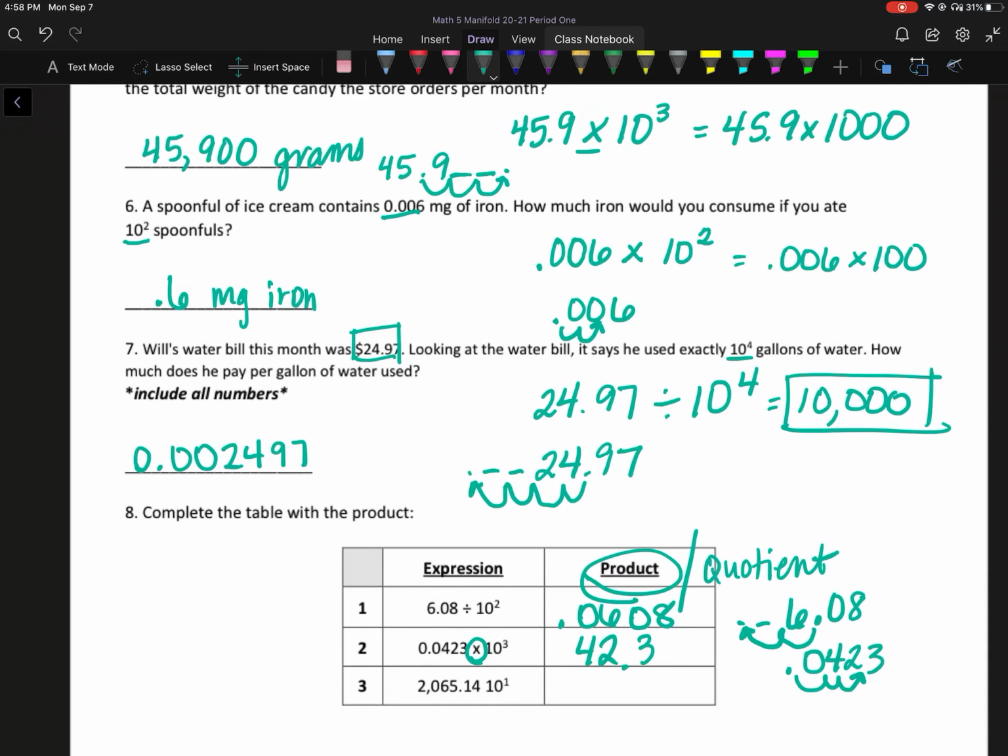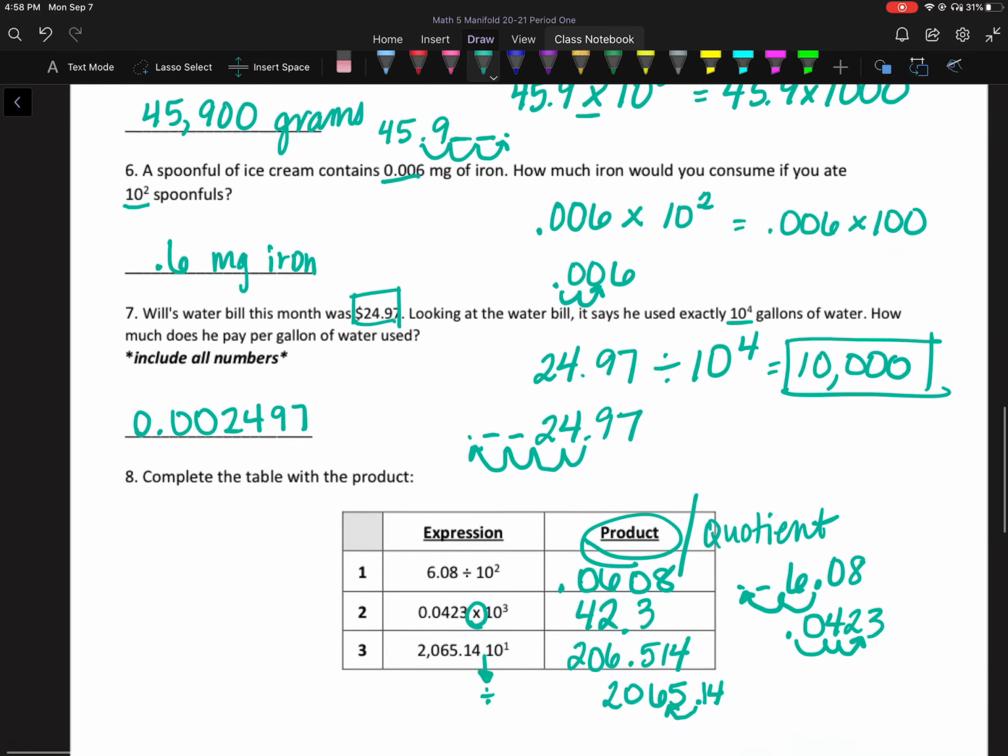Lastly, on your quiz, it showed division. I'm not quite sure why I deleted it on here, but this is divided by 10 to the first power, which means that we are moving our decimal 1 to the left. So we would have 206 and 514 thousandths. So remember, with powers of 10, it's all about moving that decimal place to the left or to the right based on how many powers we have.